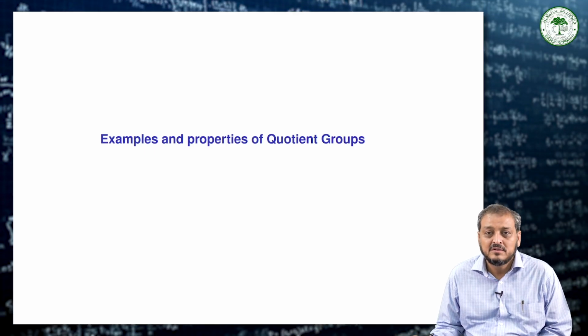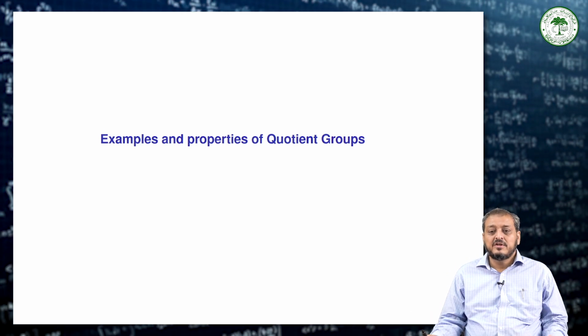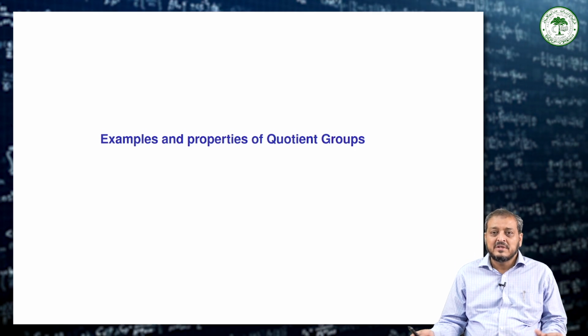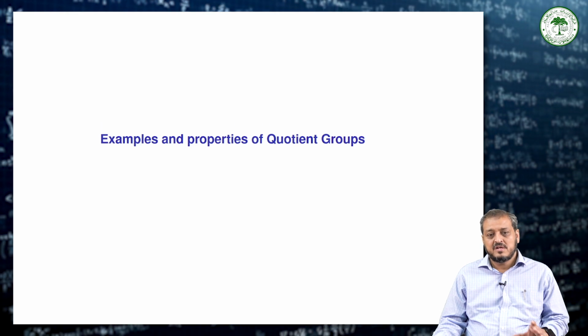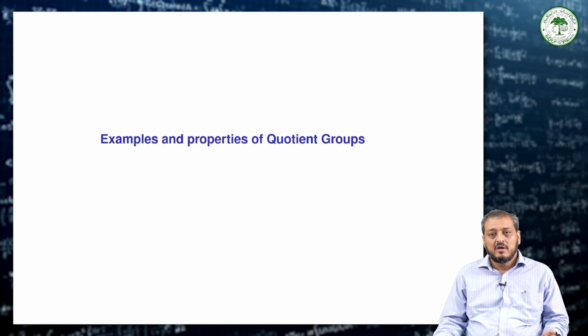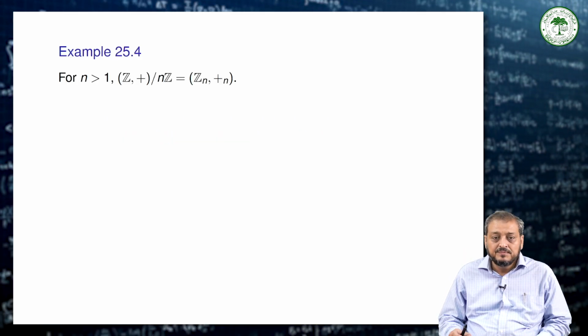My dear students, in the last class we discussed the definition of quotient group and some examples. In this class we also discuss some examples and the properties of a quotient group. So let us start with the example.